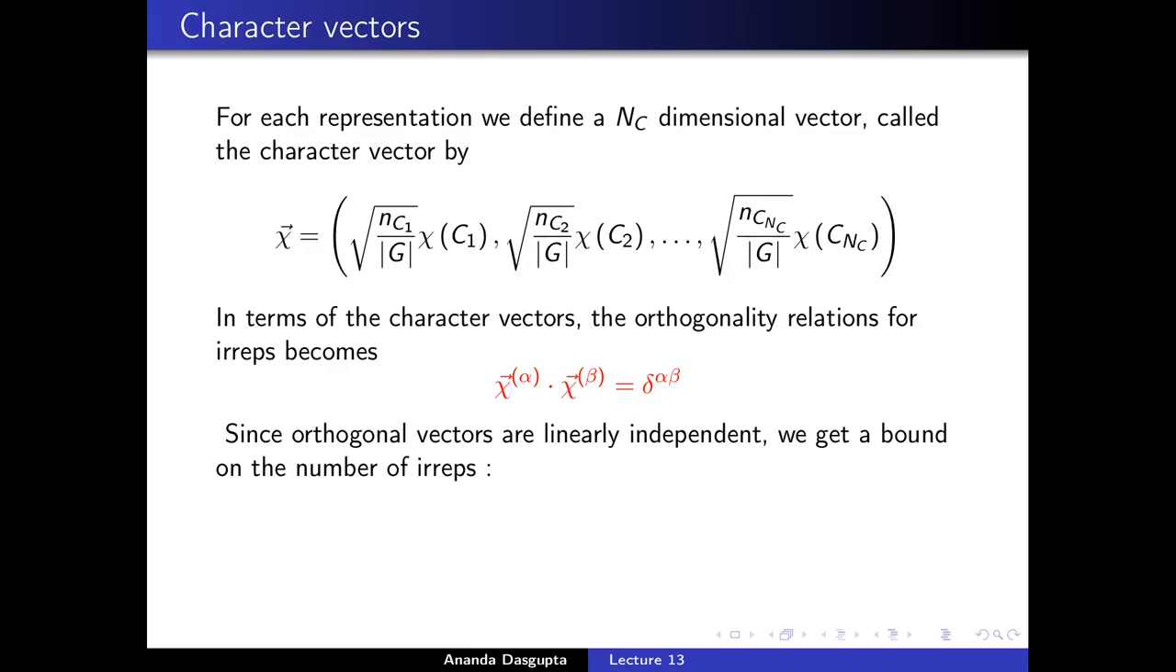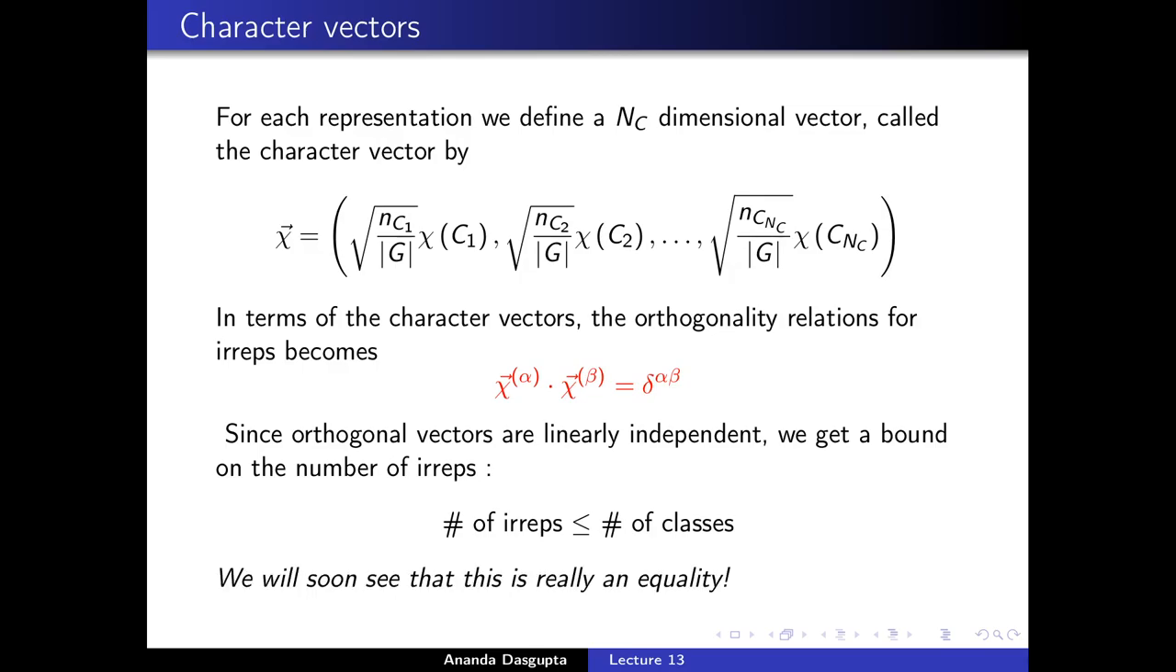The number of irreducible representations, which is equal here to the number of independent vectors you have in the space, must be less than or equal to the dimensionality of the space, which is nothing but the number of classes. So ultimately, we get this bound that the number of irreducible representations is less than or equal to the number of classes. As we will see later, this is actually an equality. The number of irreducible representations of any finite group is equal to the number of its conjugacy classes.